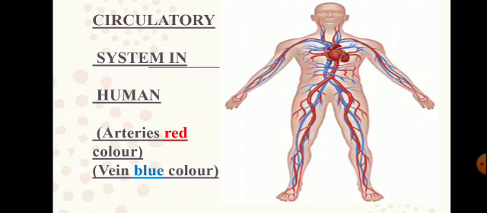So artery means it carries blood from the heart to all parts of the body. Then veins. These are blood vessels that carry blood from all parts of the body back to the heart.